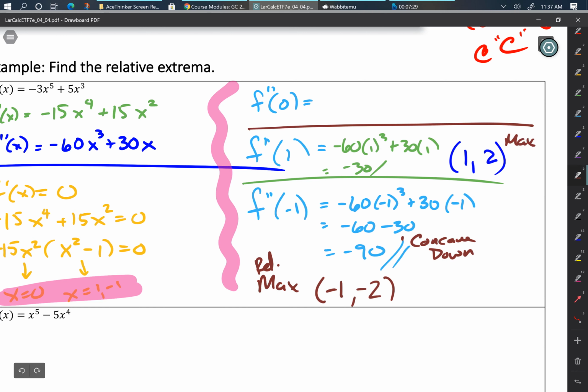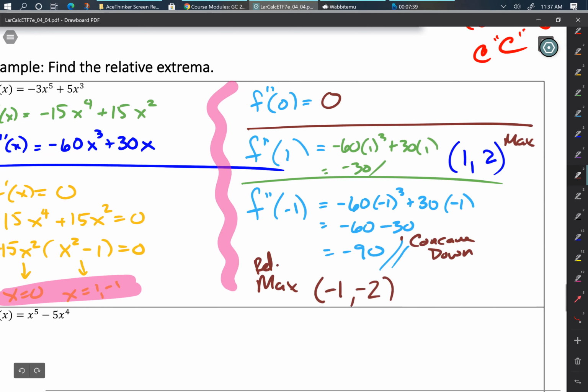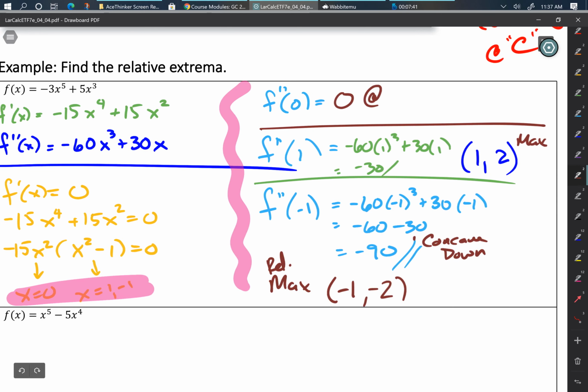And let's see what's happening at 0. Okay, if I plug a 0 into the second derivative, I get 0. So a 0 in the second derivative gives me a 0. And what does that mean? It means that at x equals 0, the test fails. So 0 could be a max, it could be a min, or it could be nothing. And the only way to find out is to go back and use the first derivative test.